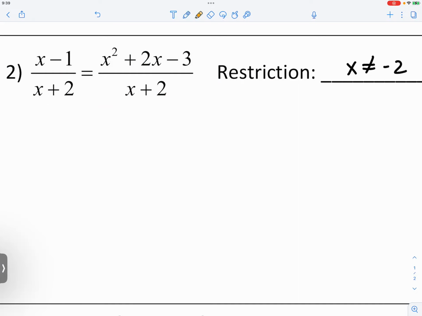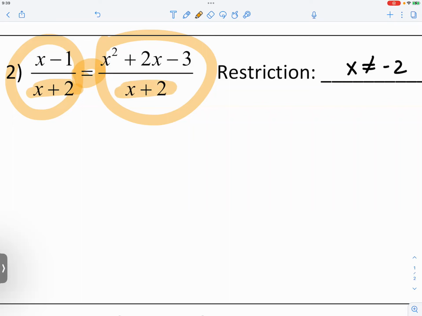This is more of a conceptual thing. I really want you to pick it up from here. As you can see here, we have 2 fractions, and they are equal to each other. And among these 2 fractions, you know what else is equal to each other? The denominators are equal to each other.